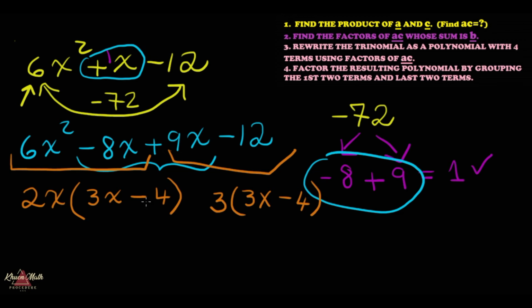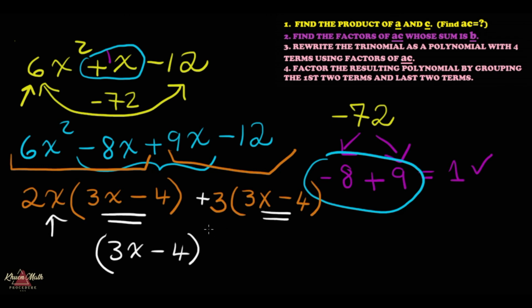And as you can see, you've got a common factor here. You've got the 3x minus 4 here, and you have the 3x minus 4 here. So that is going to be your common factor. So when we factor this, we're going to pull out the 3x minus 4. And when you pull out the 3x minus 4, you're left with 2x, and then you get the positive 3. Okay, so 2x plus 3.